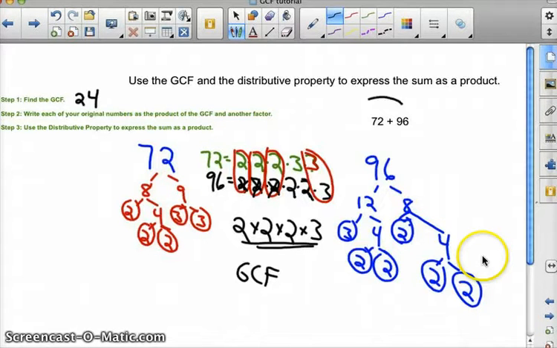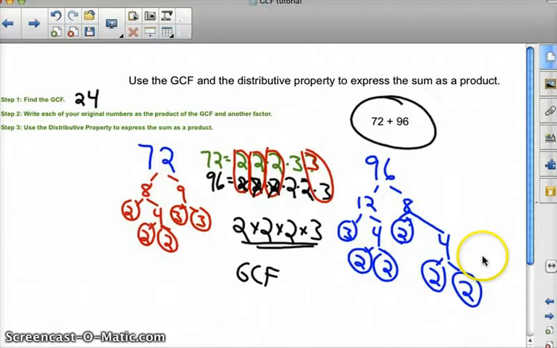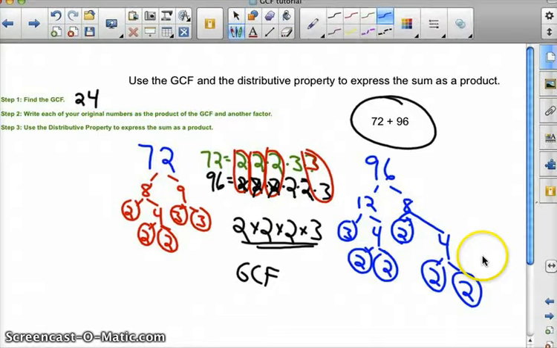Okay, and here's our original numbers, 72 and 96. We're going to write each of our original numbers as the product of the greatest common factor and another factor. Okay, so the product is the answer to a multiplication problem. So our greatest common factor is 24. I know that 24 times 3 is 72.